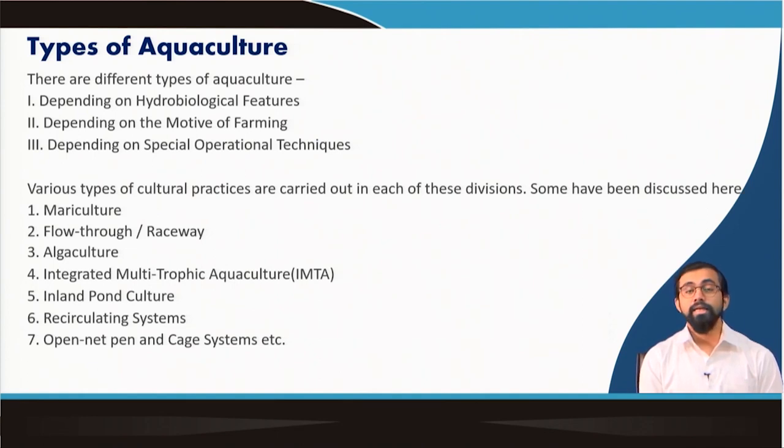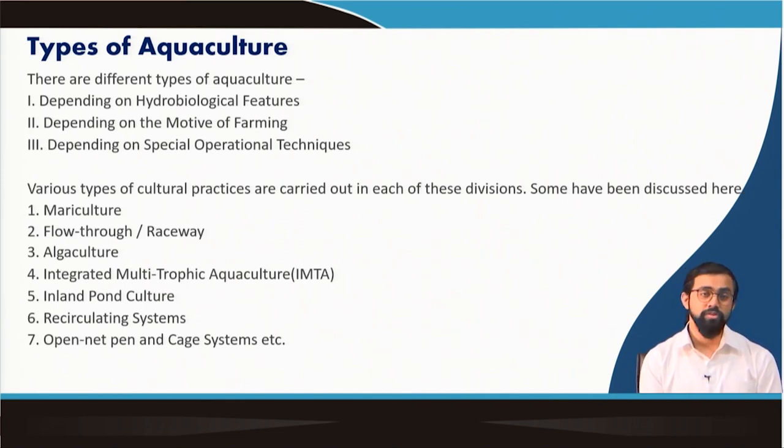Then there is integrated multi-trophic aquaculture. What does that mean? From the name itself, we can say it is not concentrating on a particular trophic level of the food hierarchy or food chain; rather, we go for multi-trophic culture. There are various examples we can give: rice and fish culture, integrated rice, fish, duck culture, and integrated poultry and fish culture, just to name a few. This type of culture procedure we consider under integrated multi-trophic aquaculture.